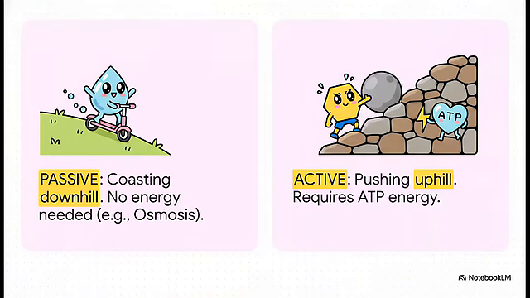Here's a really simple way to picture it. Some things are passive, right? They're like coasting down a hill on a bike. It just happens, no effort needed. But active transport, that's like trying to push a giant boulder up a hill. It is not going to happen unless you spend some serious energy. And for a cell, that energy is ATP.